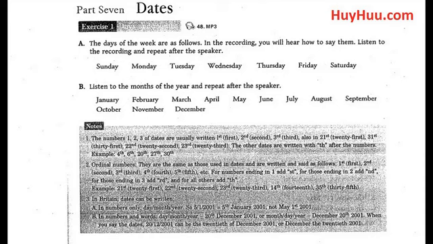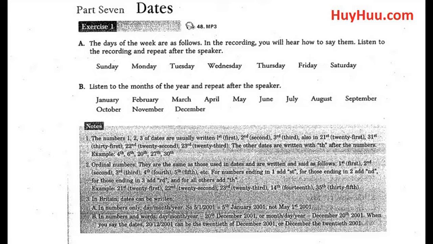Listen to the months of the year and repeat after me. January, February, March, April, May, June, July, August, September, October, November, December.